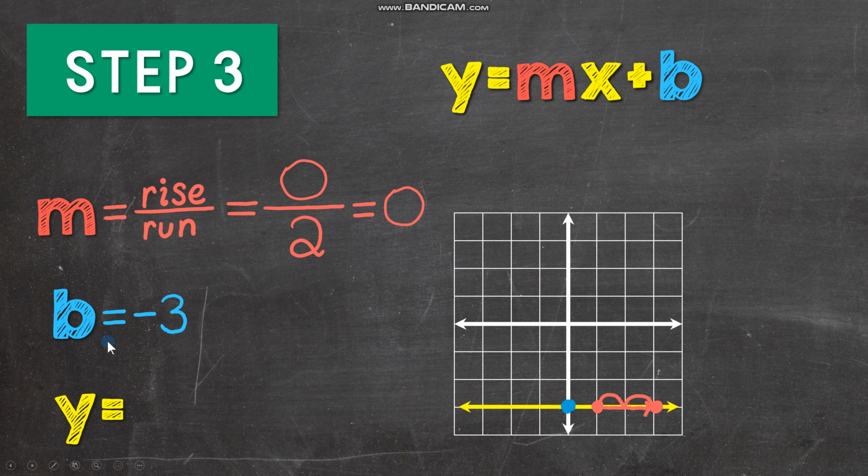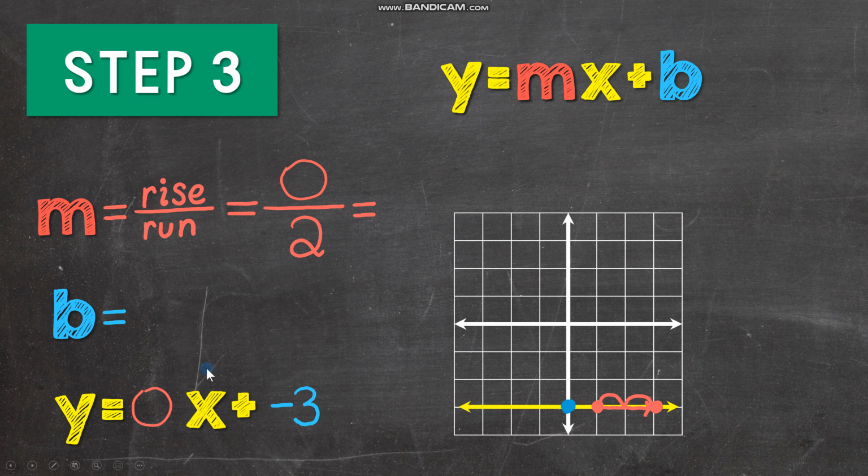Last step, let's put it all together. Y equals m is 0, times x, and then we're going to add -3. What happens when you add a negative number? Well, that's just the same thing as subtraction, so that plus sign doesn't have to be there. I'm going to get rid of it. Like, we didn't have to write it at all.